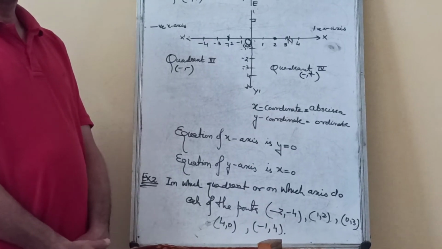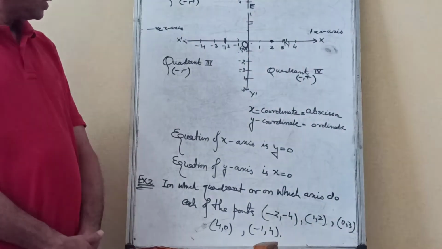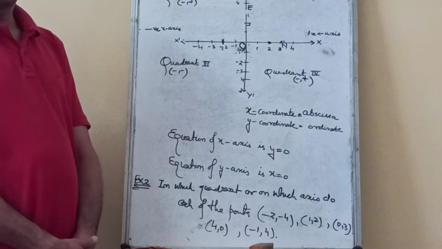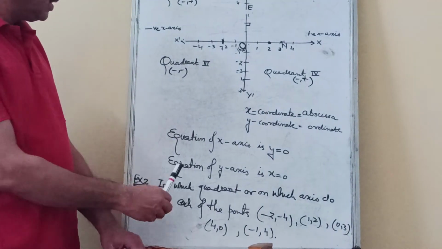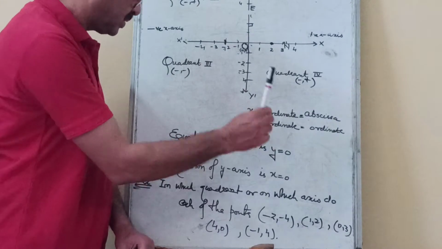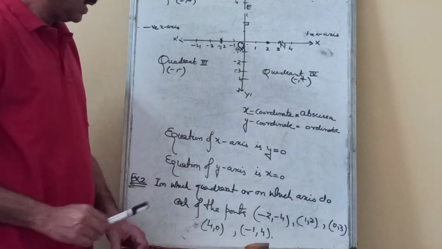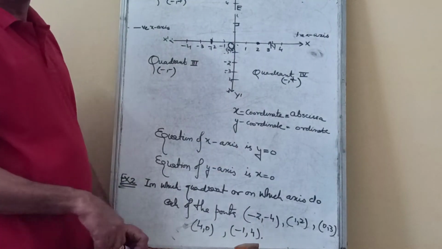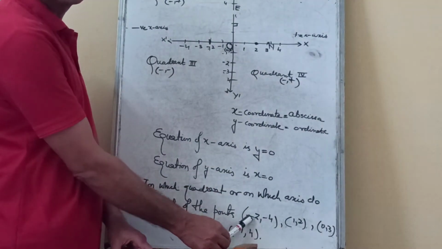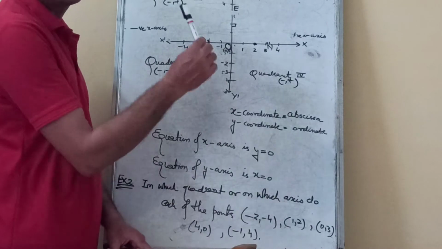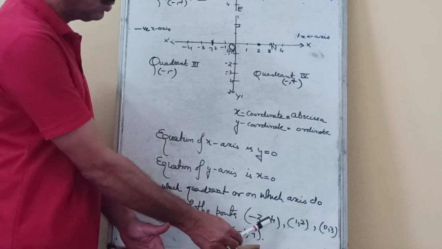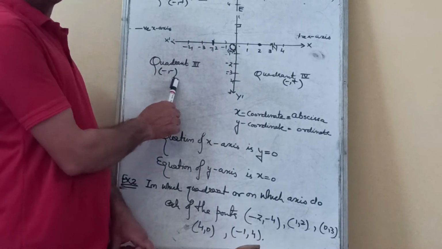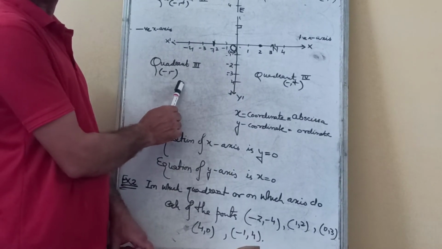Now the second question. In this question I will explain in which quadrant or on which axis the following points lie. Now the first point is (-2, -4). Here the x coordinate is -2 and the y coordinate is -4. Here the abscissa is -2 and the ordinate is -4. Minus minus will lie in the third quadrant. So the answer is the third quadrant.